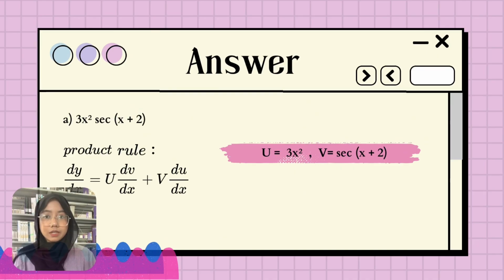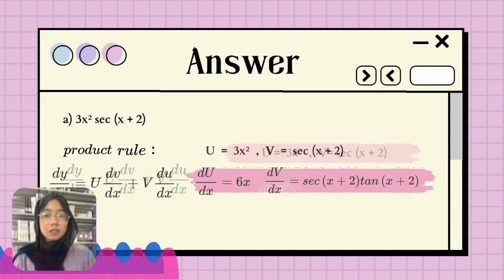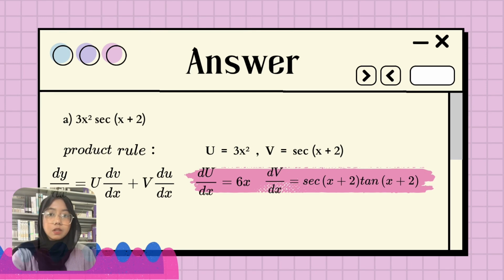The product rule says dy/dx equals u multiplied by dv/dx plus v multiplied by du/dx. So we first need to define u equals 3x², v equals sec x + 2. Then we need to differentiate each. du/dx equals 6x, dv/dx equals sec x + 2 tan x + 2. So now we need to apply the product rule.